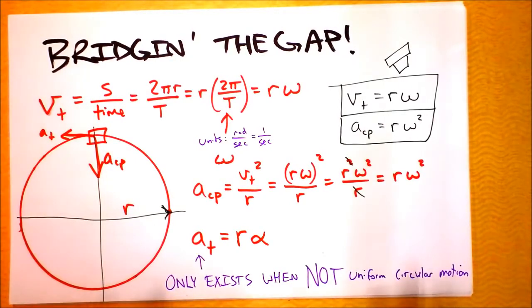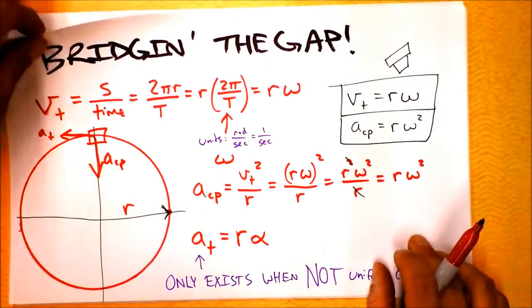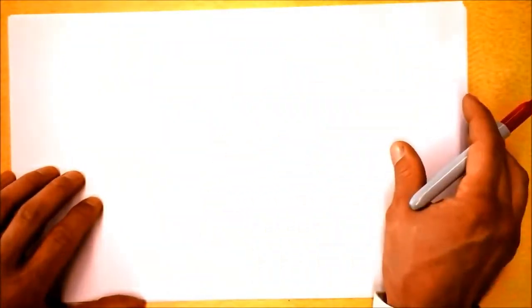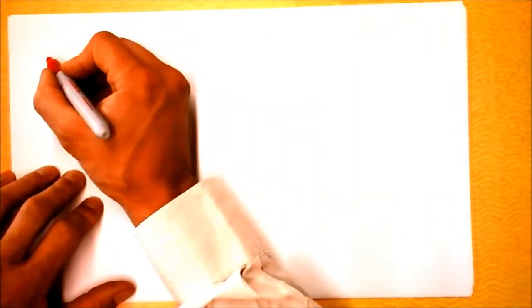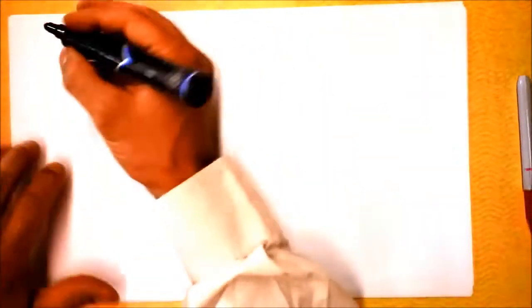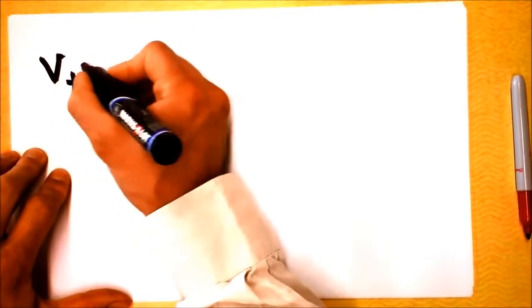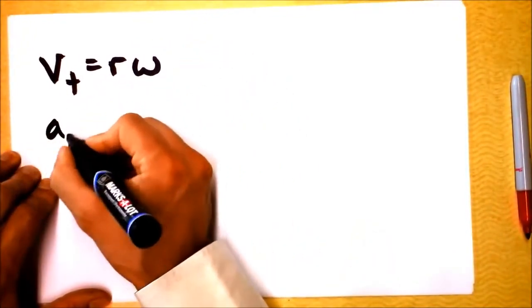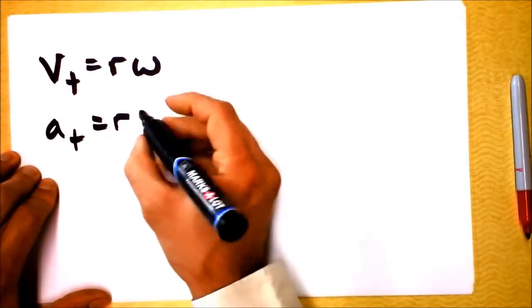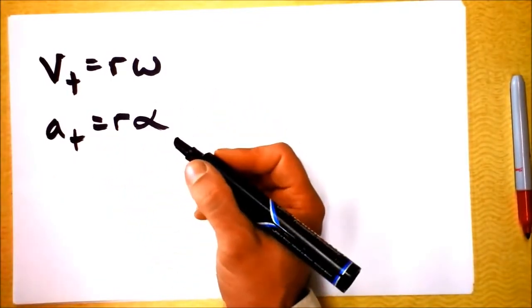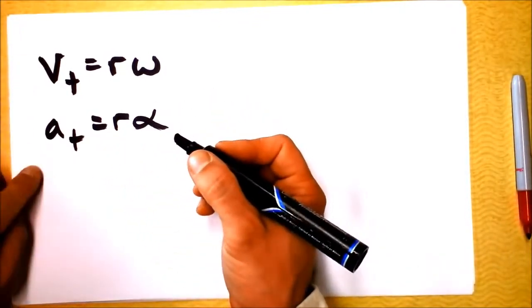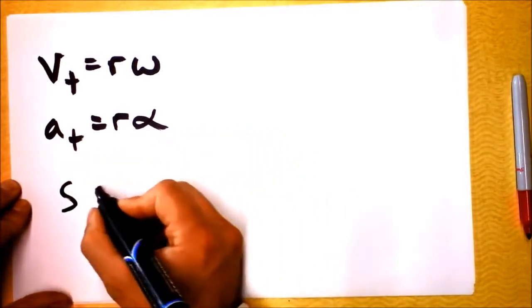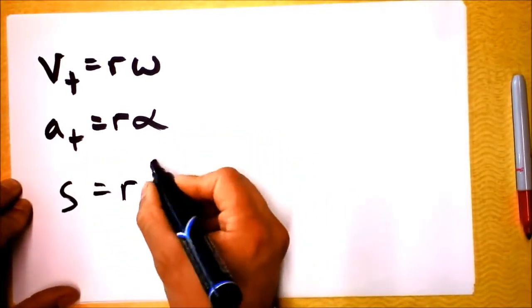So we've got all kinds of cool little equations that we can write down, and I'm going to try to summarize them on this page. The equations that bridge the gap are very important, so I'm going to write them down. Let's put them in black. Nice. Bold. v_t is equal to r times omega. a_t is equal to r times alpha. And in fact, there's a final equation that says that s is equal to r times theta.